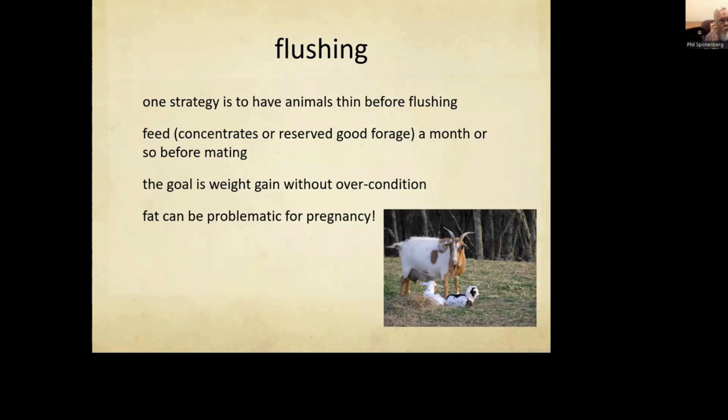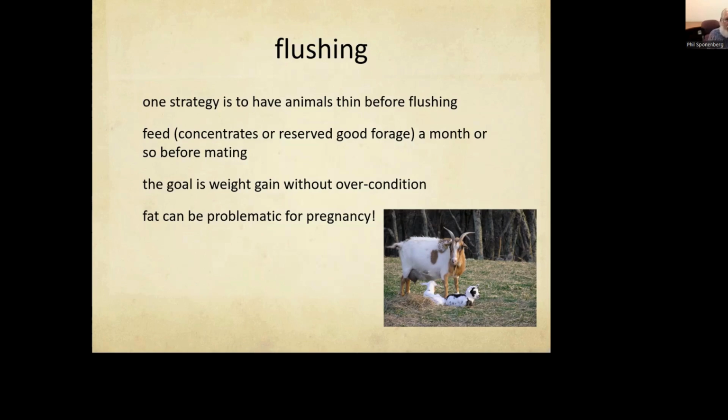So the goal is weight gain, but you don't want the animals overconditioned because if they're too fat, then that can be a problem for pregnancy because you can end up with more pregnancy toxemia. You can also end up with more difficult births. So fat is a problem. So when you're thinking about flushing, you really need to put all the factors together. You're going to need to pay attention to body condition scores. You don't want them too thin, you don't want them too fat. But at the end of this whole process, after they've gained weight, you don't want them too fat.